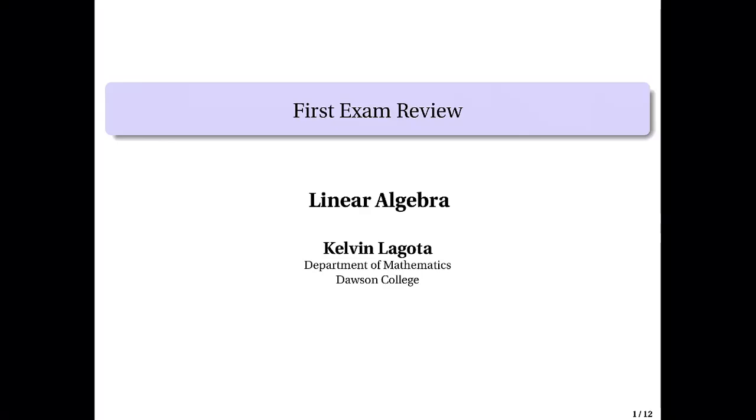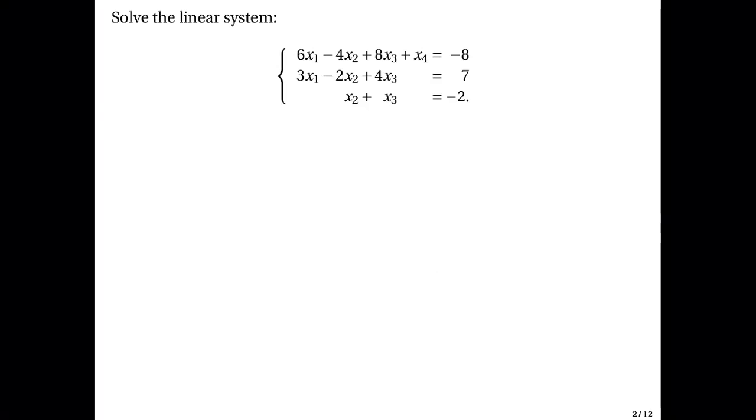So let's look at the first problem here. We want to solve the linear system 6x1 minus 4x2 plus 8x3 plus x4 equals negative 8. Then we have 3x1 minus 2x2 plus 4x3 equals 7. And then x2 plus x3 equals negative 2.